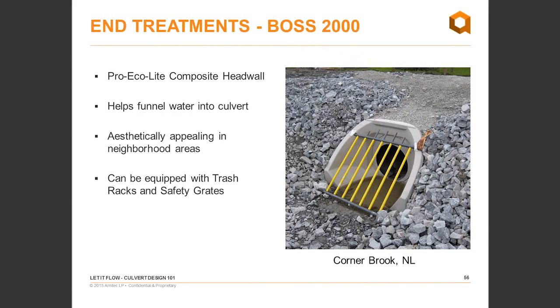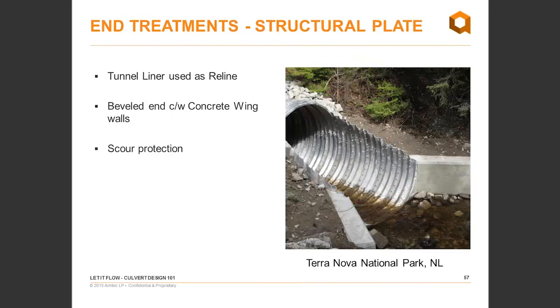Want to go a little bit more elaborate? Pro-Ecolite composite head walls help funnel the water into the culvert, and as Patrick talked about, increase your flow. If you funnel it in, it increases the flow of your pipe. Aesthetically appealing, these can be equipped with trash racks or safety grates.